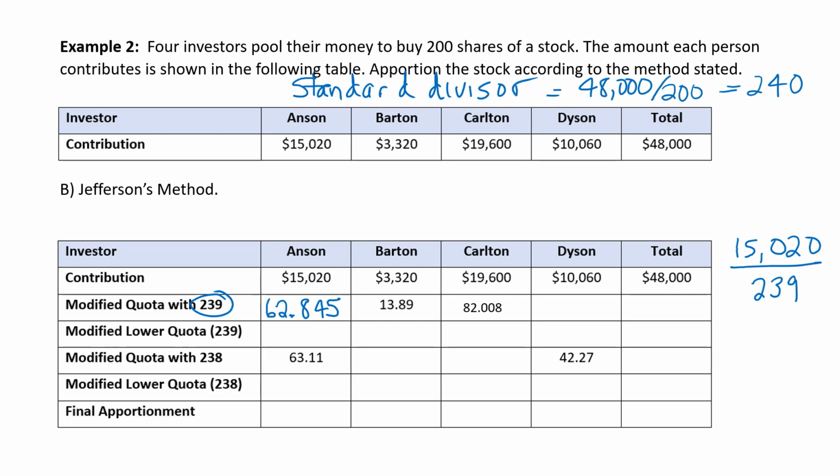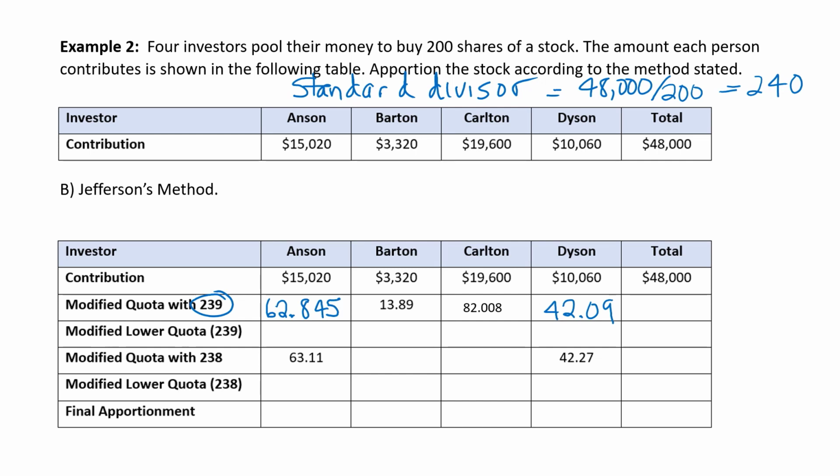On your calculator, you should quickly check for Barton. Do 3,320 divided by 239. And check for Carlton, 19,600. Divide that by 239. And let's do Dyson ourselves. So we'll do $10,060 and divide that by a modified divisor of 239. And that gave 42.09.